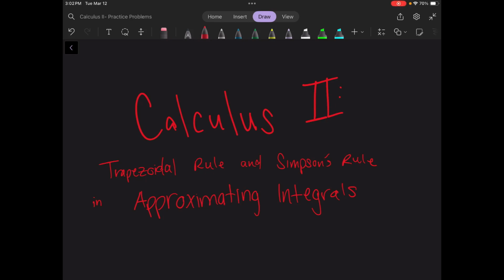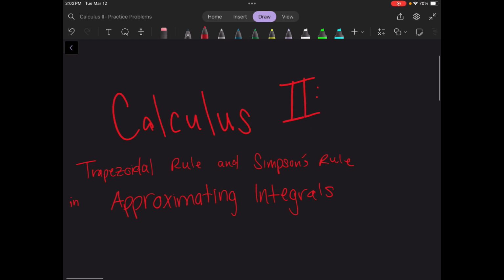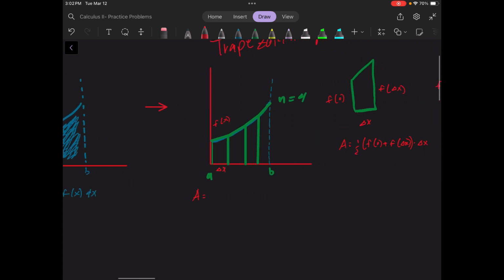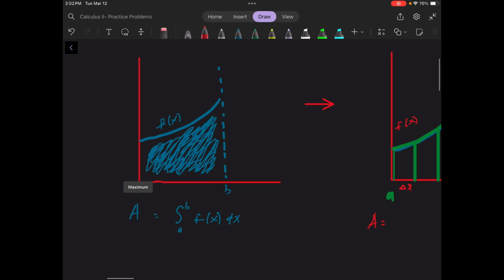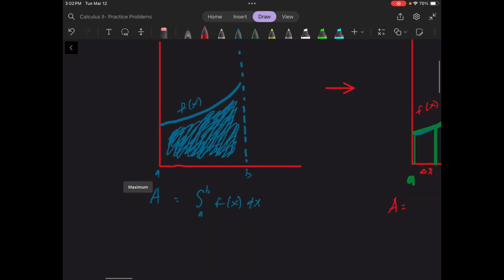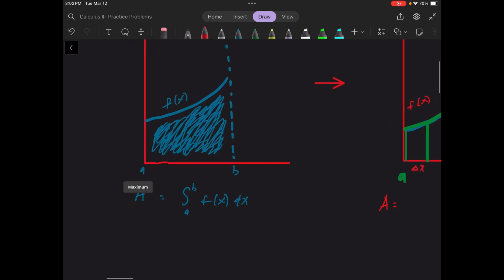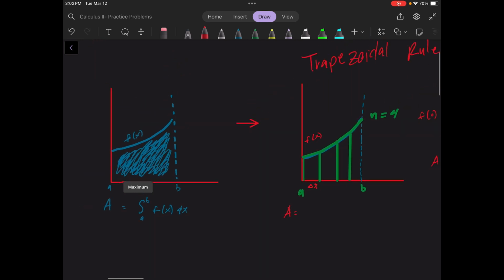Today we're doing some more Calculus 2 practice problems focusing on the trapezoidal rule and Simpson's rule for approximating integrals. So let's look at the trapezoidal rule. The trapezoidal rule is this right here: if we have some function, we can find the area under a curve by doing an integral between the bounds of a and b of the function, right?